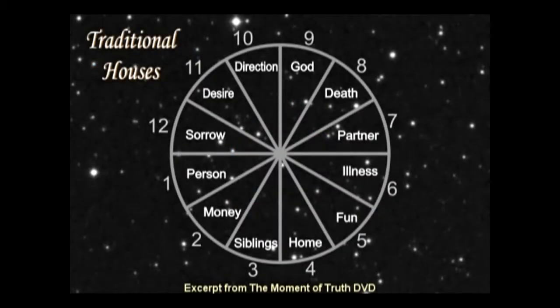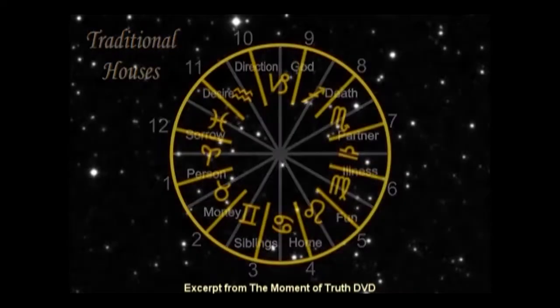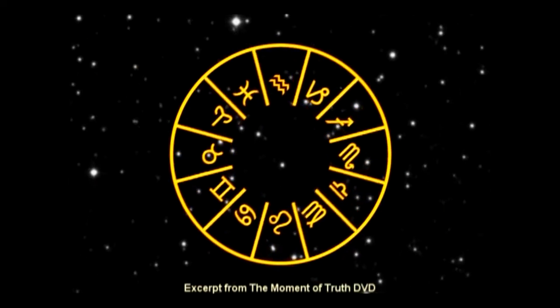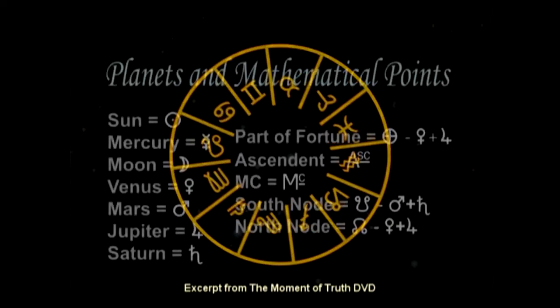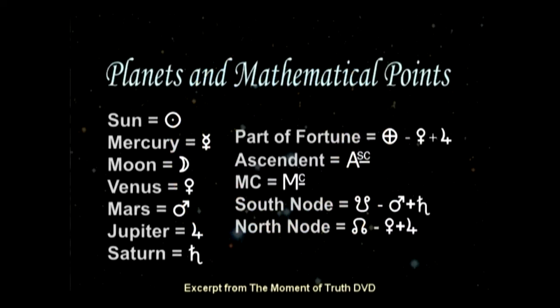The first basic chart has 12 fixed houses related to experience, and each number from 1 to 12 tells us the department or area of life by which that experience will take place. This wheel never moves. It is a fixed matrix. And there are the 12 signs of the zodiac that act like adjectives to change the meaning of each house throughout the day. And the 7 planets, plus 5 mathematical points, namely the North and South Node, the Ascendant, Midheaven, and Part of Fortune.